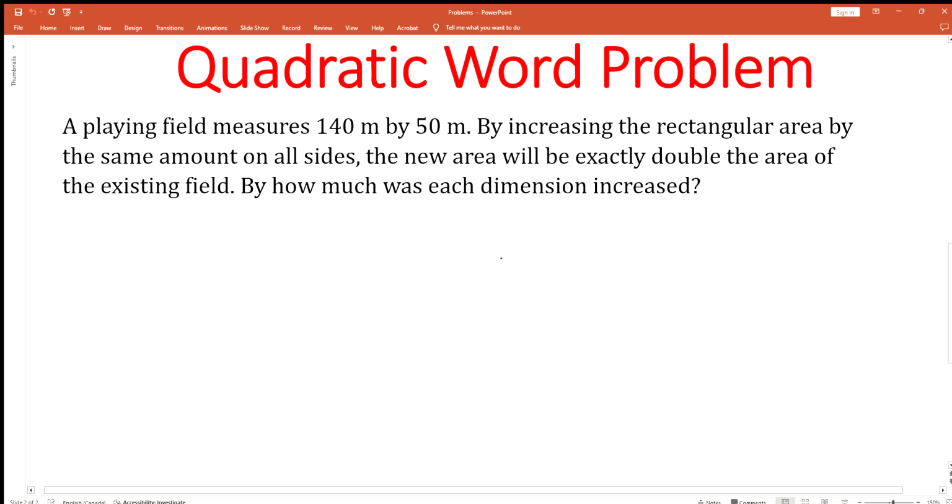In this video, we'll solve a quadratic word problem. The word problem is: a playing field measures 140 meters by 50 meters. By increasing the rectangular area by the same amount on all sides, the new area will be exactly double the area of the existing field. By how much was each dimension increased?